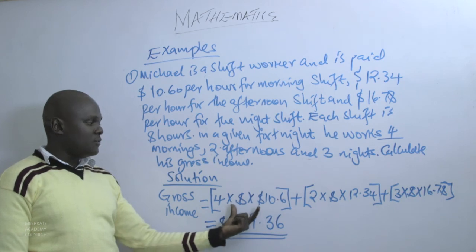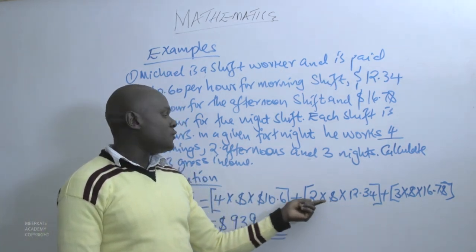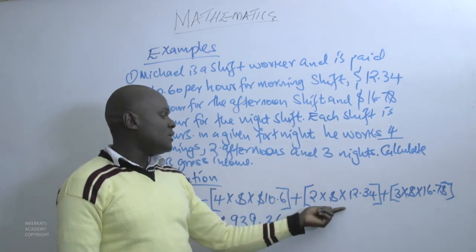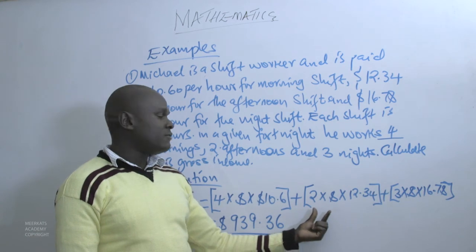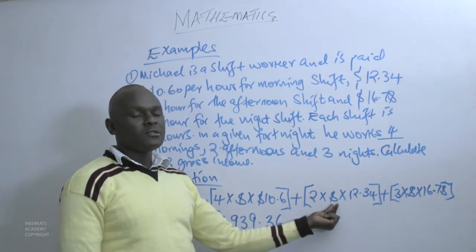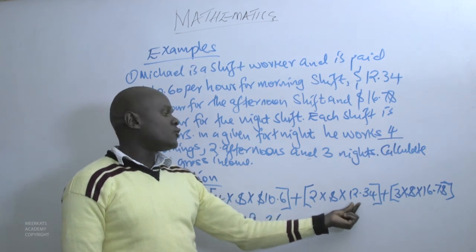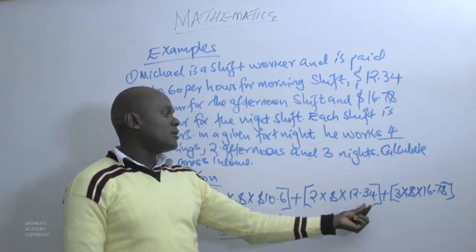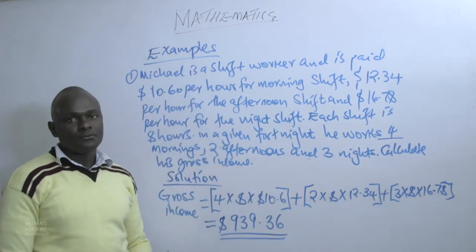So we calculate that. And for the afternoon shifts, how many shifts do we have? 2. A shift is 8 hours. So the total number of hours worked in the afternoon are 2 times 8, which is 16, multiplied by the rates. The afternoon rates are $12.38, and same for the night shifts, which will give us this.